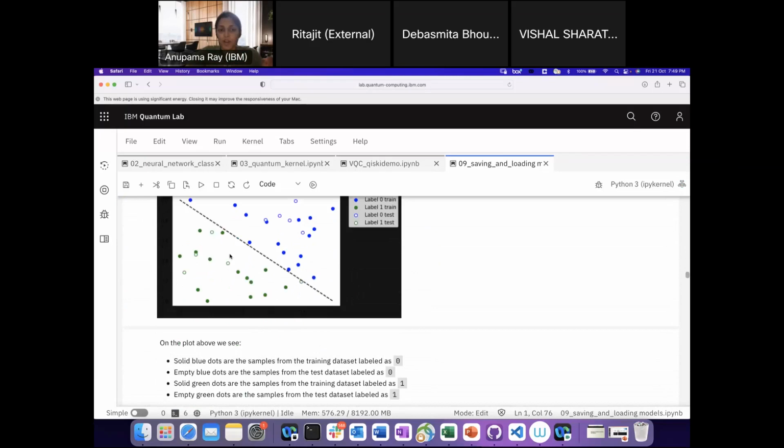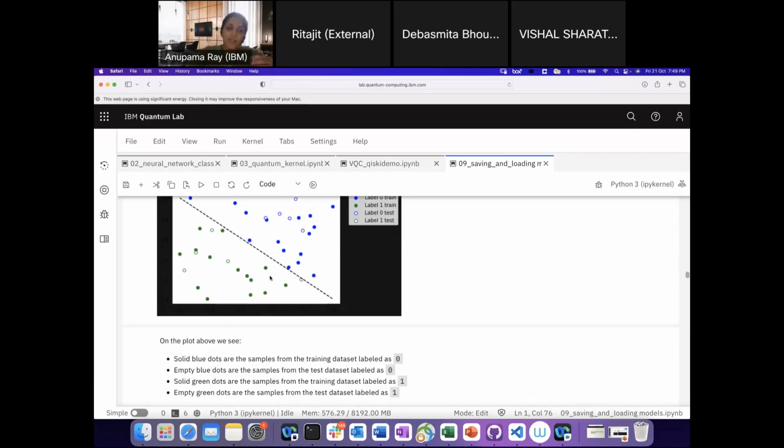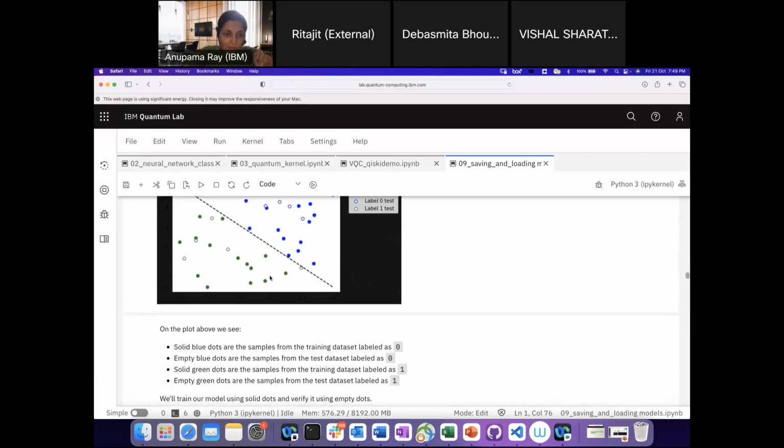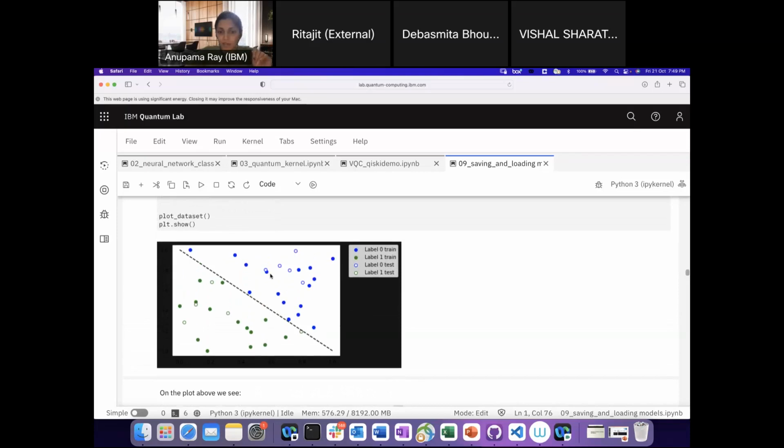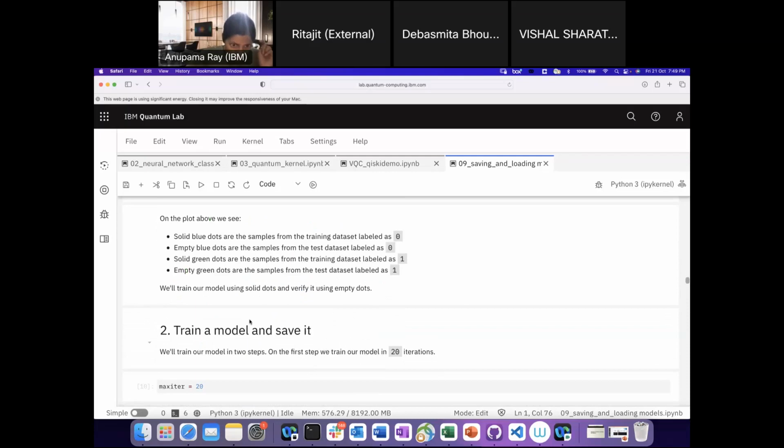So this is typically how the other notebooks had the data, and now we have been able to arrange it in the same way. Here again you see that the solid ones are for the training and the hollow ones are for test.